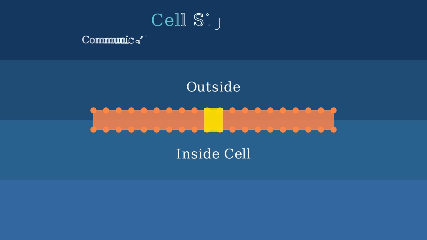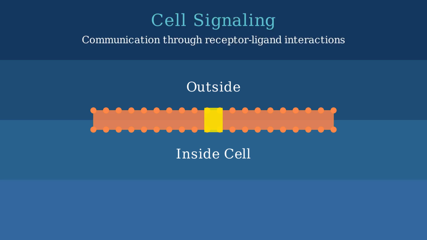Beyond electrical signaling, the cell membrane also participates in chemical signaling through receptor proteins. Receptor proteins embedded in the membrane bind to specific molecules called ligands, such as hormones or neurotransmitters. When activated by ligand binding, receptors trigger internal signaling cascades. These cascades involve a series of protein interactions that amplify and transmit the signal throughout the cell.